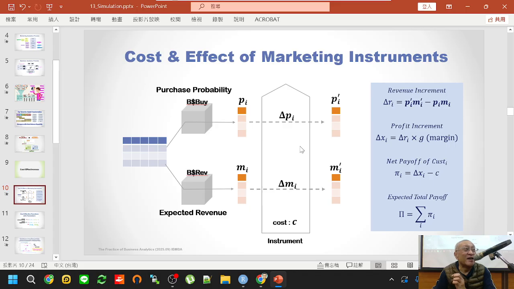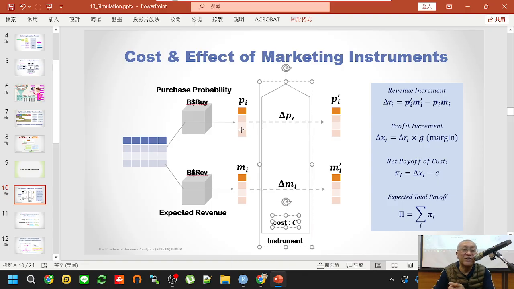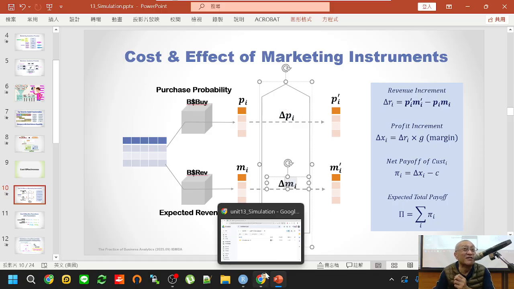Okay, so the reason that we want to do a campaign, want to apply a market instrument, is because every instrument actually incurs a cost, right? Why do we want to spend that cost? Basically, we want to increase customers' buying probability or increase their revenue contribution, right?